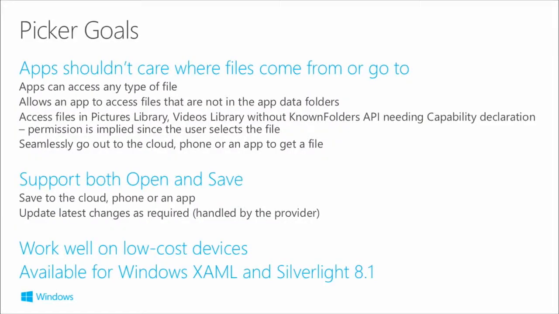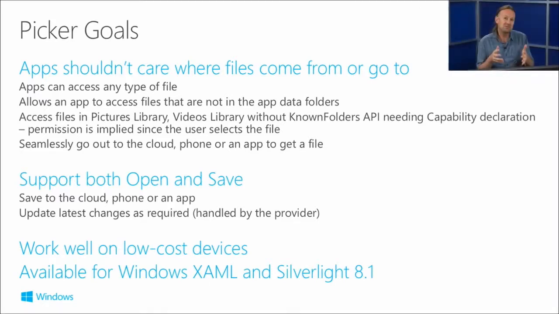So the whole point of this is that apps shouldn't care where a file comes from or where it goes to. They also need to be able to access any type of file. It also allows the app to get at files that are not in its own folders. So again, Matthias was talking about the known folders, and he made the point that in order to use the known folders and the storage APIs directly, you're going to open a file in that folder.